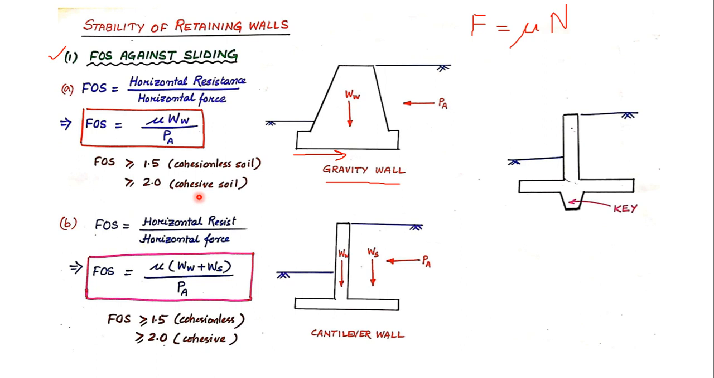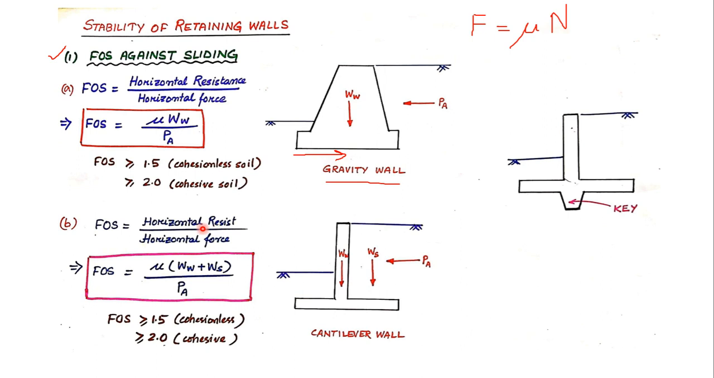Okay. Now let us see the factor of safety against sliding in case of a cantilever retaining wall. In a cantilever retaining wall, the forces are quite the same as in a gravity wall, except that here I have the weight of the soil. Anyway, let us see from the first. The first is horizontal resistance divided by horizontal force. Let us first see what the horizontal force is. The horizontal force is the active earth pressure force, which is PA.